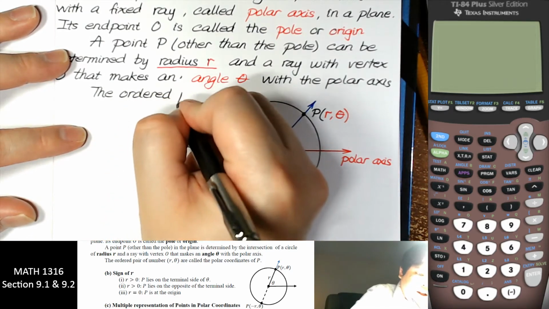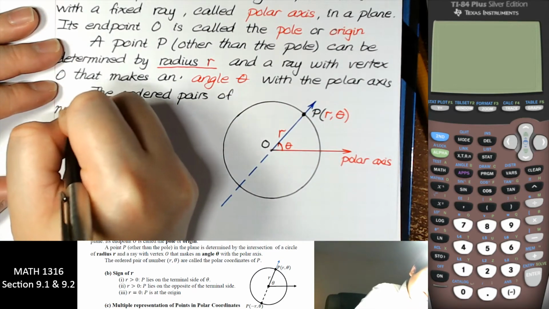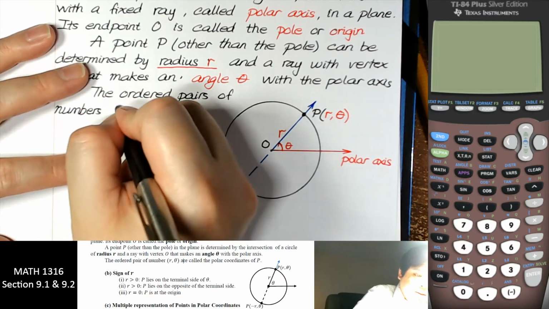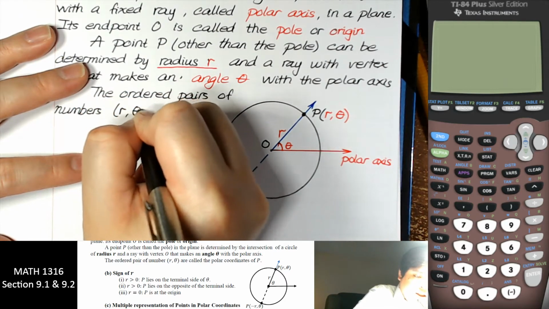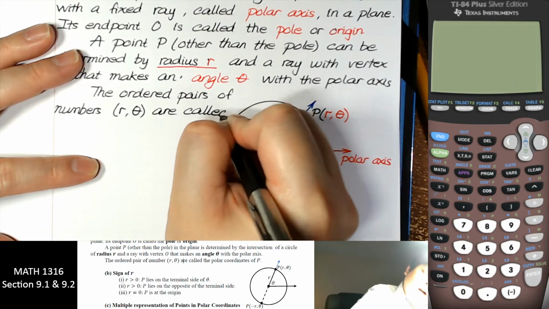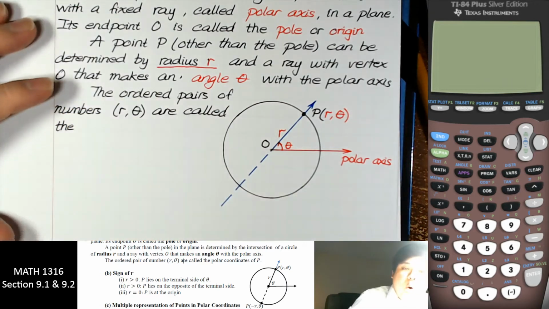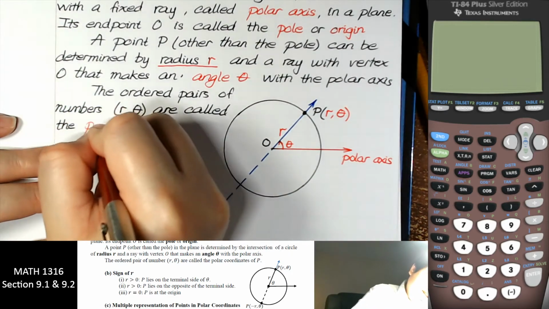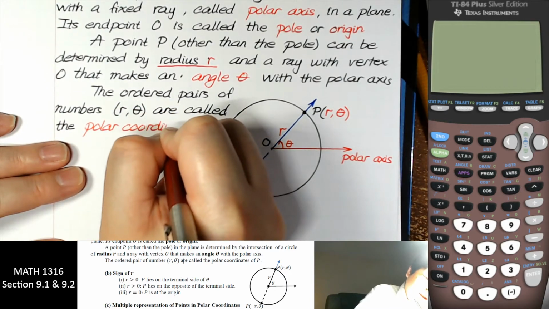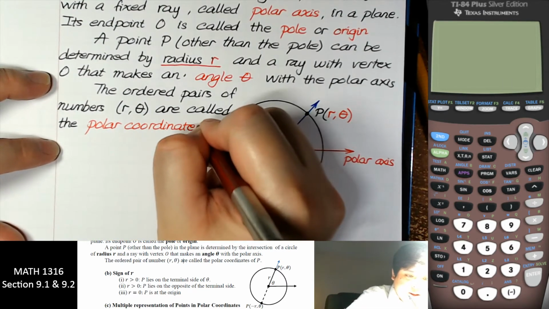So the pair of numbers r and theta are called the polar coordinates of P.